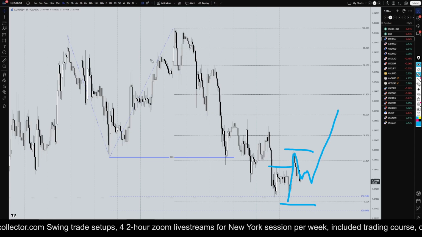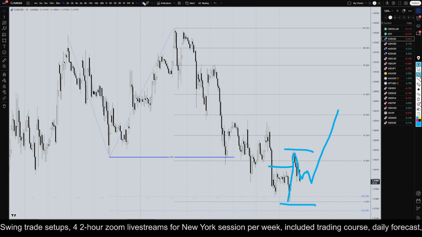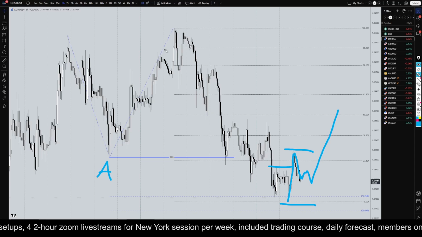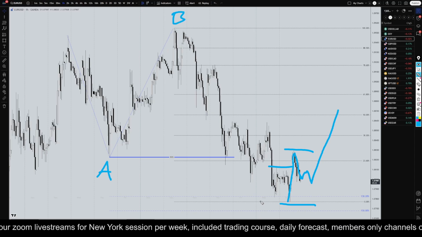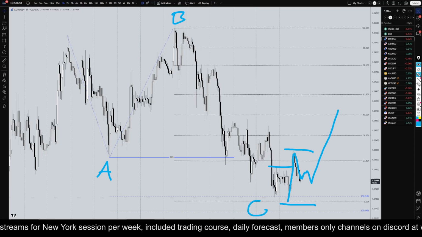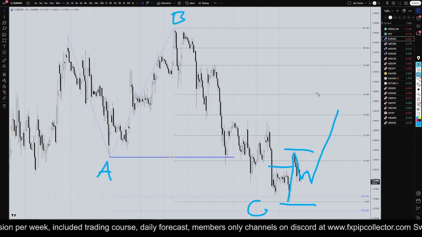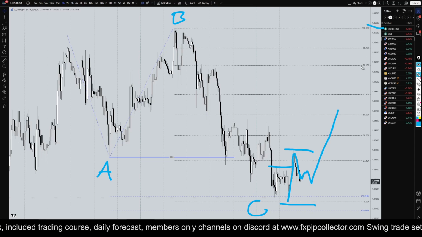I think what's going on here is that the flat pattern that we were potentially looking at, which we were thinking was potentially an ABC correction, like an expanding flat, I think that has more likely failed, and more than likely the U.S. dollar is actually in a correction to the move down.